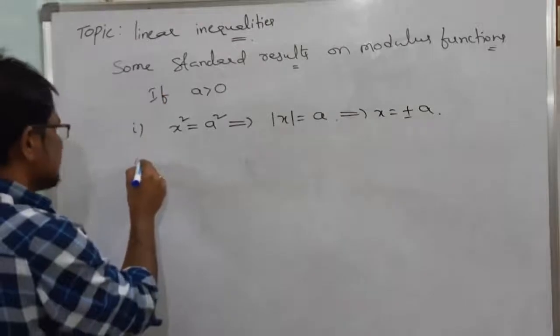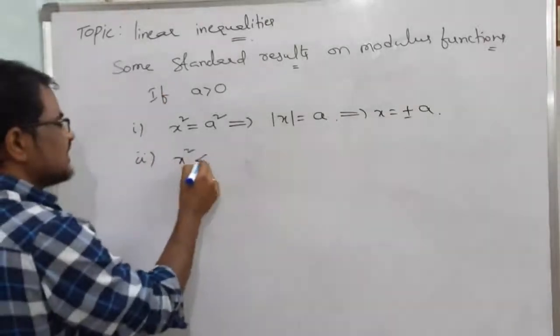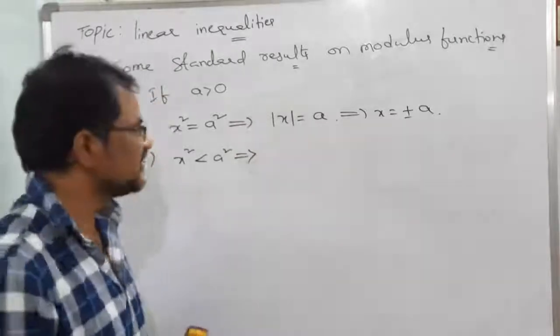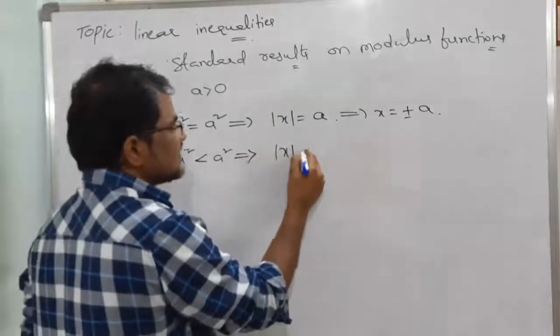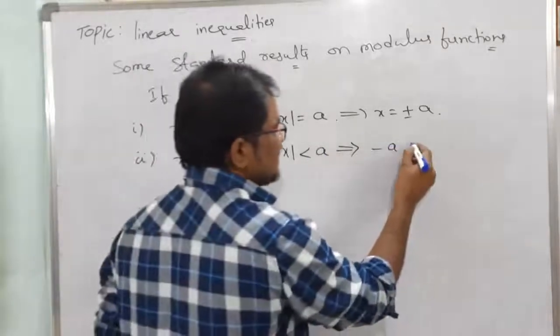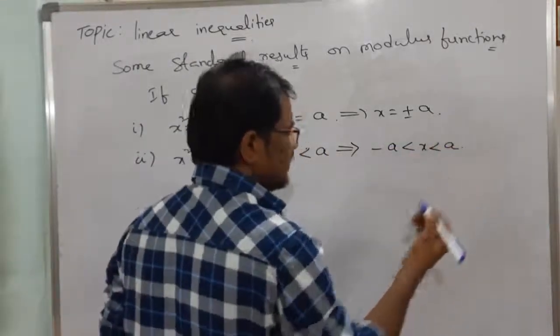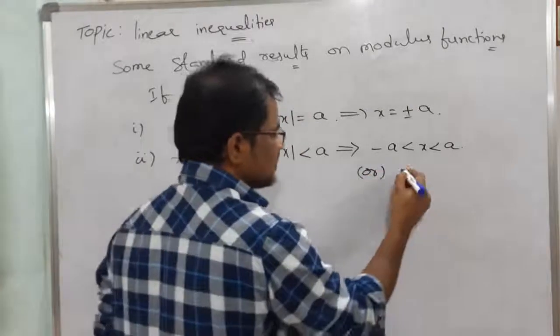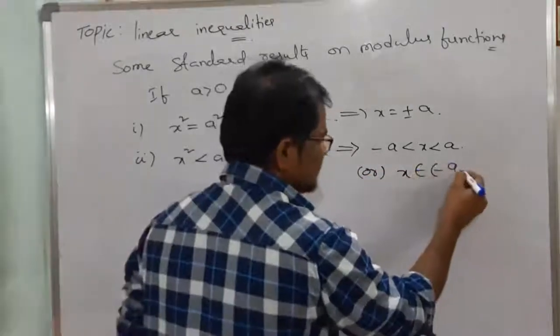Next, the second one, x square less than a square. x square less than a square means mod x less than a we have to write. That implies minus a less than x less than a. So in terms of intervals, how will you write? x belongs to minus a to a.